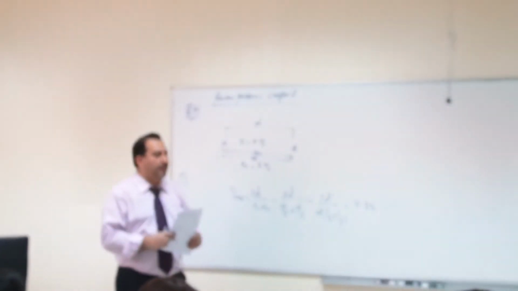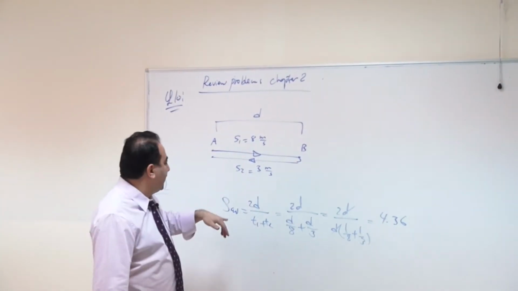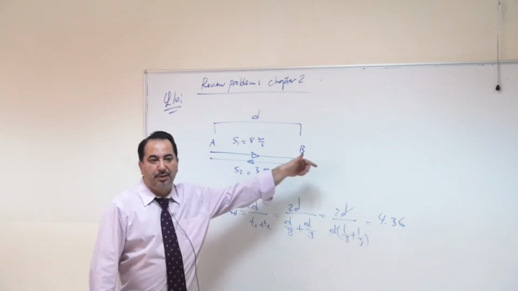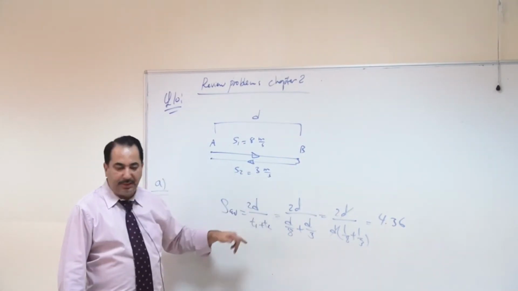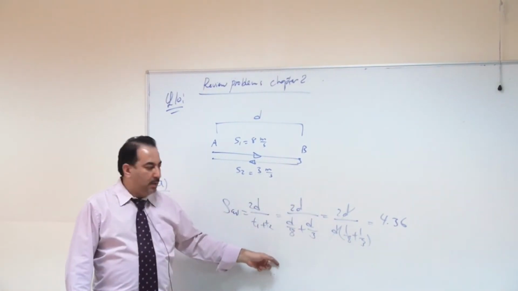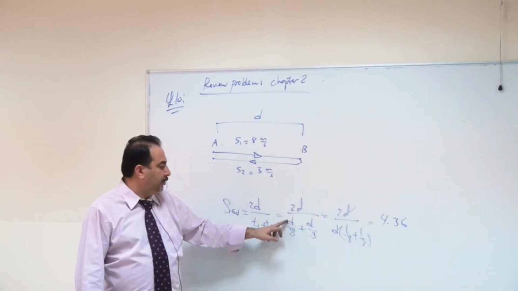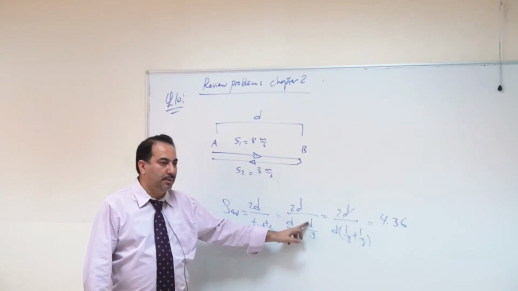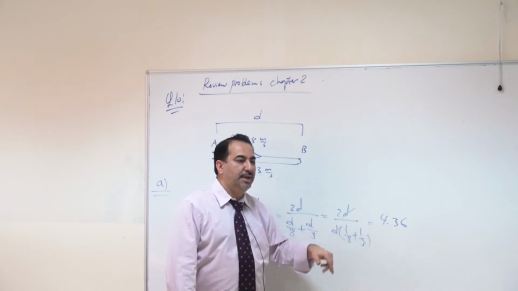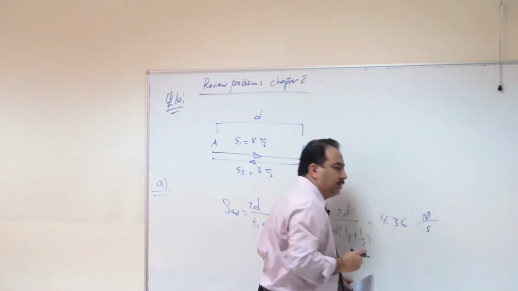All right? So if you remember, we already did the first part, part A. What is the average speed for the entire trip? And we said she goes and comes back, 2D total distance, and total time, time to go plus time to come back. And then we used the definitions of S1 as D1 over T1, S2 as D over T2, and then we got rid of D and we found the average speed for the entire motion.